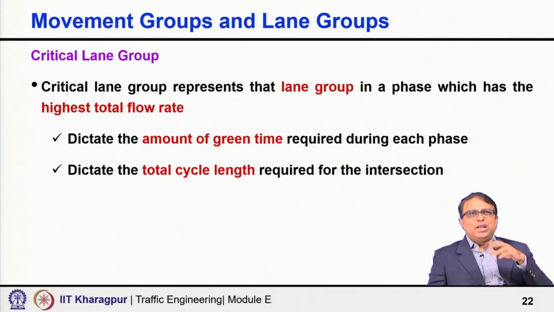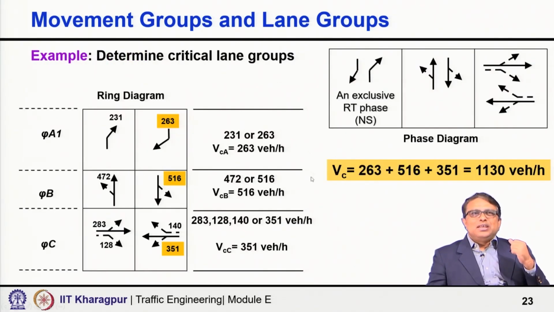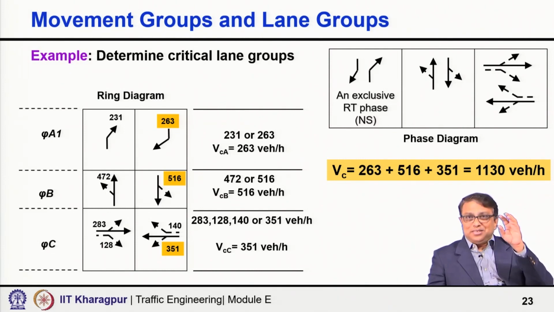Whenever we are talking about lane group, the critical lane group also comes into picture. Here is a small example which shows that suppose in phase A you have got two movements, 231 and 263. So, what is critical? The highest value, because that is to be accommodated by the signal setting. When I am giving green time, I should keep that 263 in mind. If I can handle 263, I can also handle 231. So, this is the critical volume in phase A.